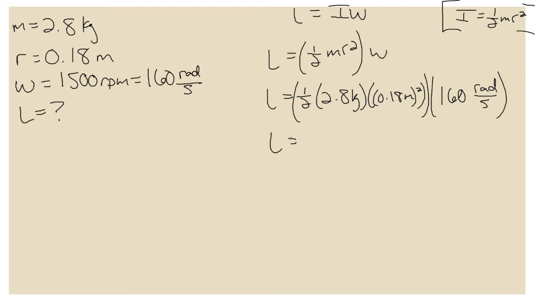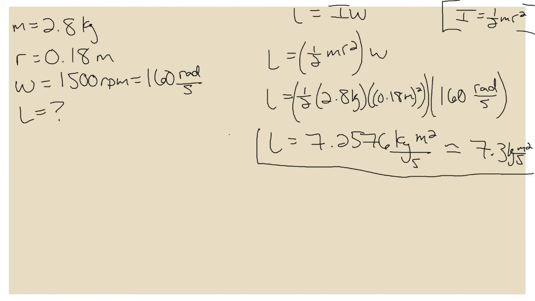And so now to calculate our angular momentum, we just need to multiply those numbers. And when you do that math, you get 7.2576 kilogram meters squared per second, or to 2 significant figures, 7.3 kilogram meter squared per second. And that's it for part A. Let's go ahead and put that in a box and move on.